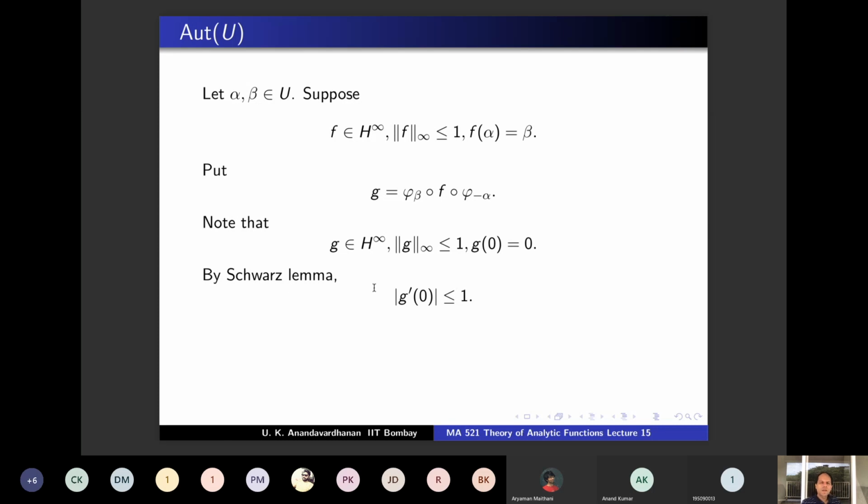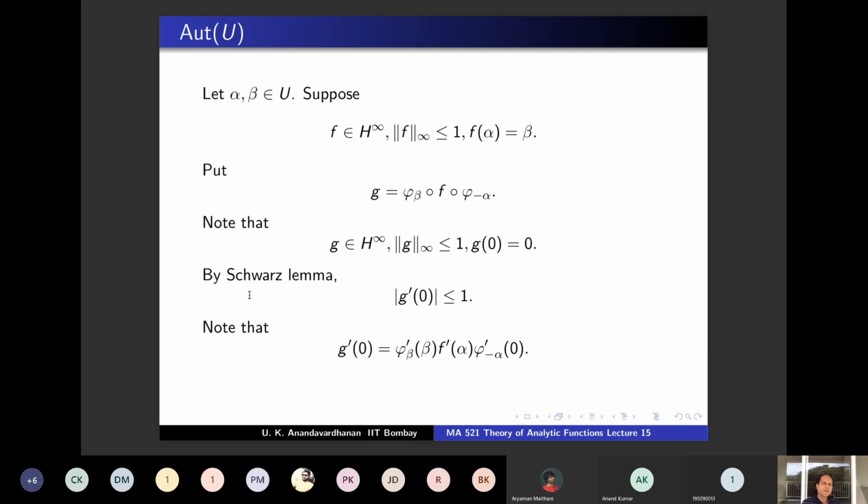Anyway, here we are taking the other part. So you get mod g prime 0 is less than or equal to 1. And what is g prime 0? You can apply chain rule. So you check that g prime 0 will be phi beta prime at beta times f prime alpha times phi minus alpha prime at 0. What you have to do is write down the chain rule. g prime at z will be phi beta prime of this of z times this prime of z. Apply chain rule once again: f prime of this of z times this prime of z. Put all that together, you will get this.